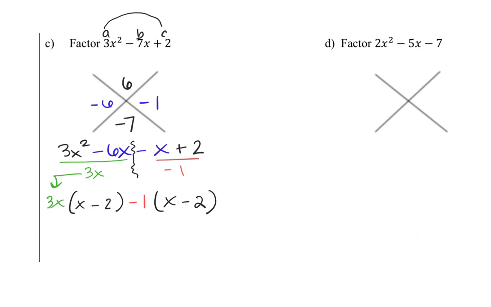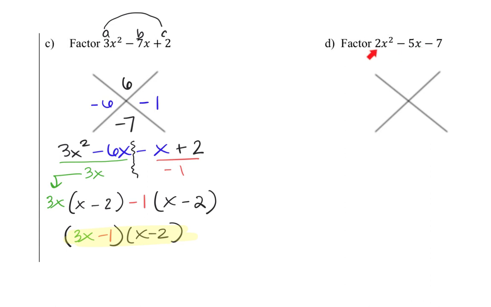The two numbers that make up my first binomial factor are 3x and negative 1, which were the numbers that I factored out of each group. Your second binomial factor is the one that was in common. So your final answer is going to be 3x minus 1 times x minus 2. Let's take a look at letter D. We're going to factor 2x squared minus 5x minus 7.